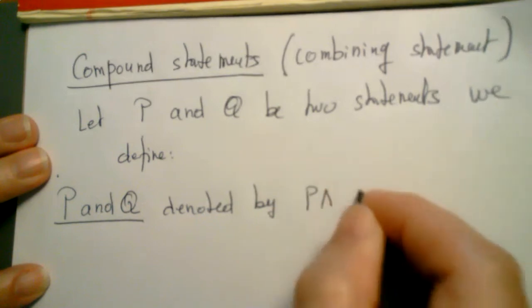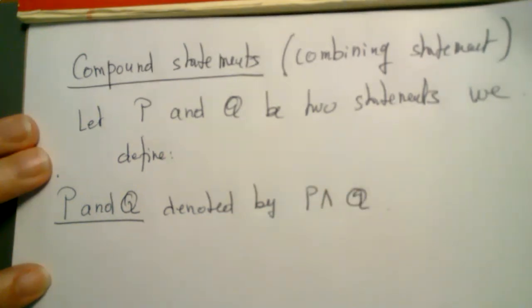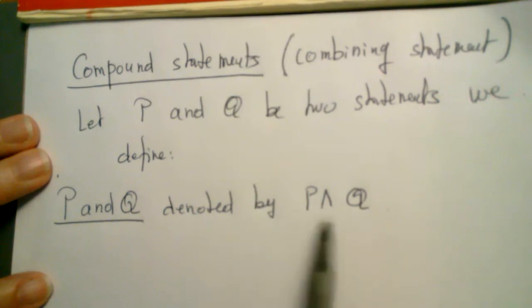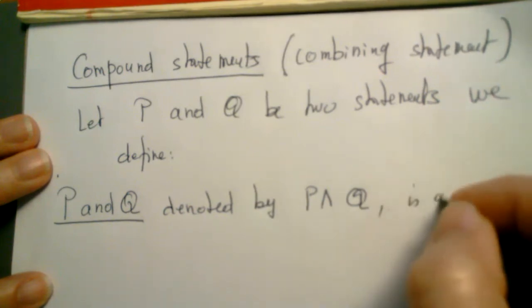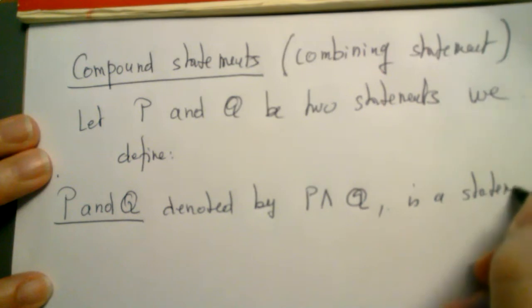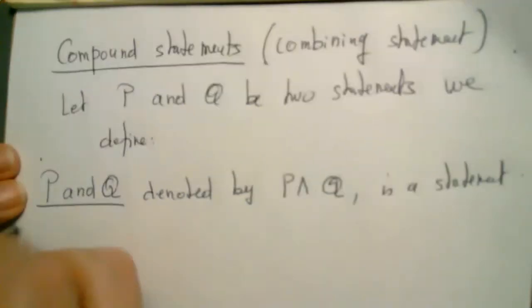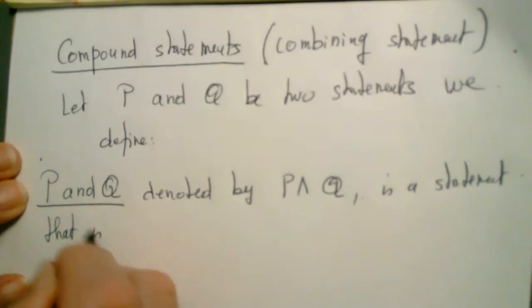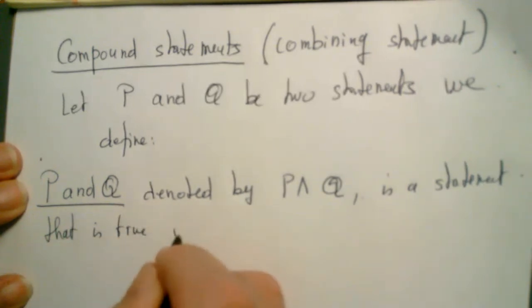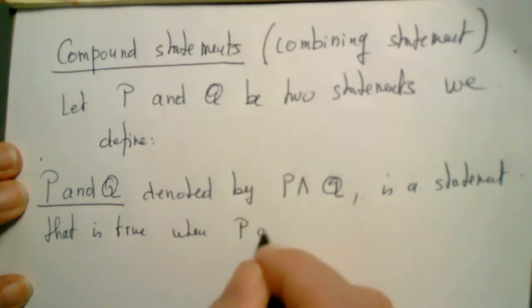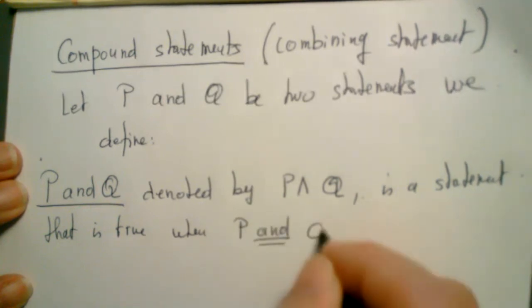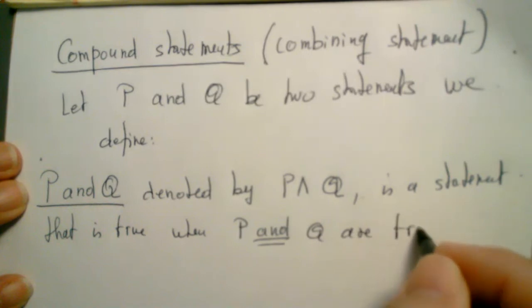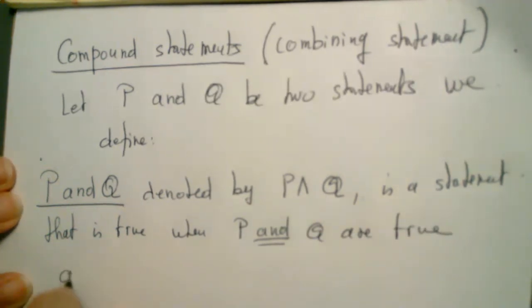Denoted by P and Q. What does it mean to define a statement? It means give its value. What's its value in terms of its components? So it's a new statement that takes the following value. It's a statement that is true when P and Q are true, and false otherwise.